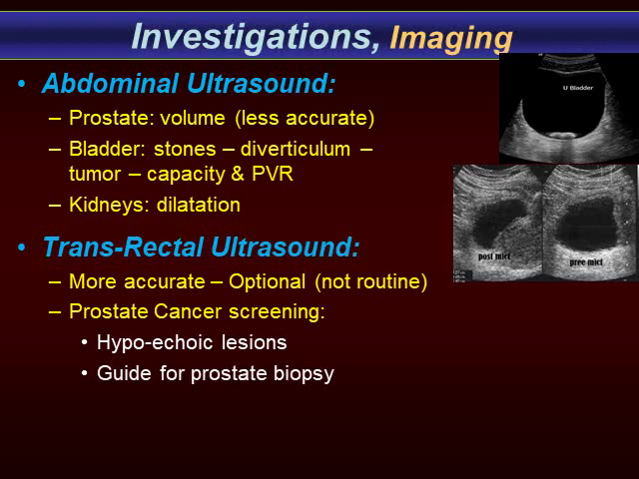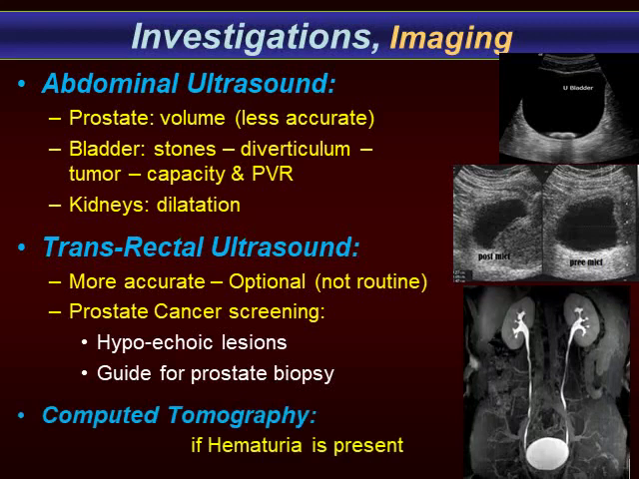The basic thing in imaging in a BPH patient is abdominal ultrasound. However, if the patient is presenting with hematuria, I have to do computed tomography because there might be another source or another cause of bleeding other than BPH. So I have to make sure the cause is not cancer. So I do CT or computed tomography only if the patient is presenting with hematuria. Otherwise, abdominal ultrasound will be very sufficient.